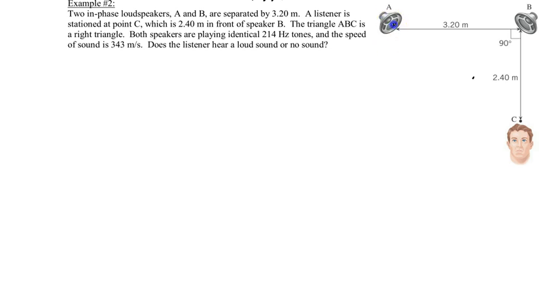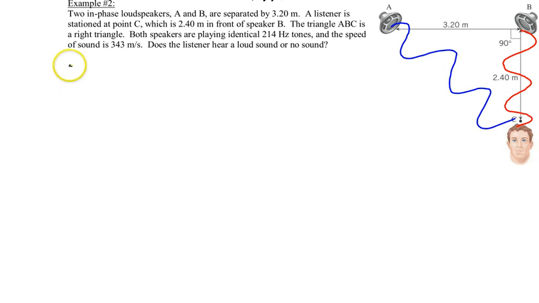So here's speaker A producing a nice sinusoidal wave going around here to this point C. And then speaker B is producing also a sinusoidal wave that is in sync, in phase with it. In this question, we're asked to find out whether this listener will hear a loud sound, which is basically constructive interference, or no sound at all, which would be destructive interference. You're told that the listener is standing at a distance of 2.4 meters from speaker B, and speakers A and B are separated by a distance of 3.2 meters, forming this nice triangle ABC.